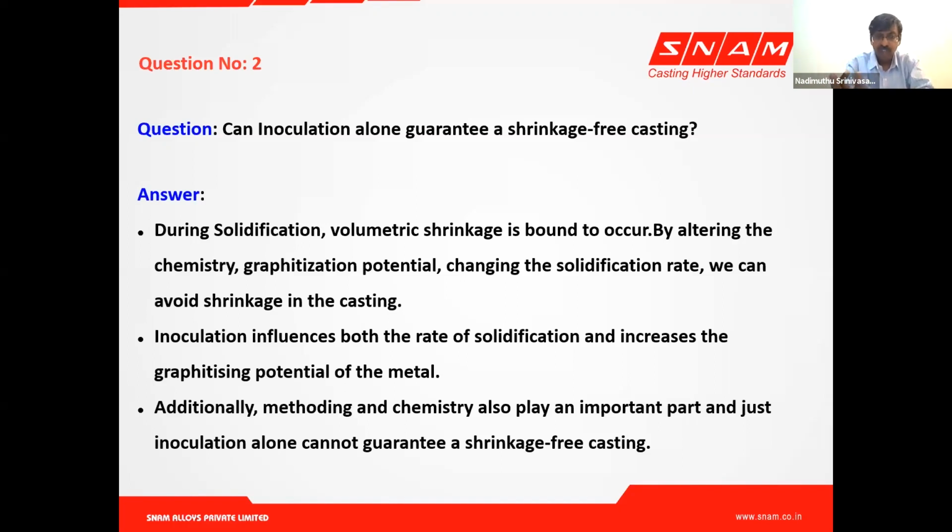So you need the rate of solidification, which can be controlled by your methoding, and your chemistry, which influences the TL and the TE low, the liquidus and the solidus temperature also. And inoculation provides a nucleation site where the graphite sits and expands. All these three in combination can provide you a shrinkage-free casting. Inoculation alone will not provide you the solution.